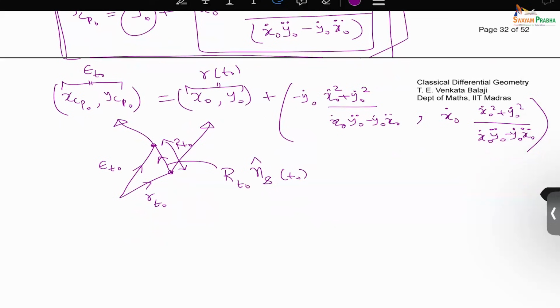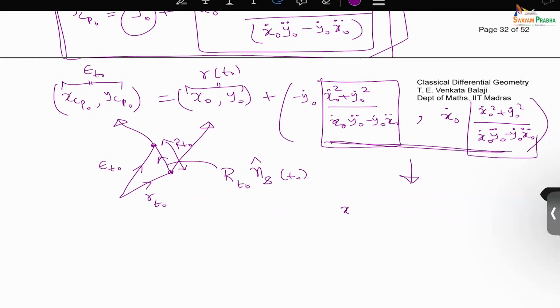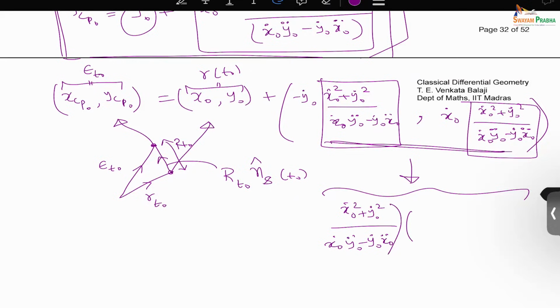I want you to compare this expression that we have gotten by a limit with this expression. Watch carefully. This is a scalar, a common scalar that is multiplied to both coordinates. Pull it out. If you pull it out, this alone will become x naught dot squared plus y naught dot squared divided by x naught dot y naught double dot minus y naught dot x naught double dot, times, if you take the scalar out, this is just scalar multiplication of a vector.